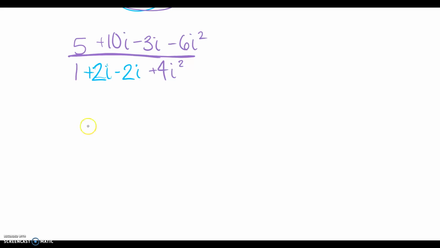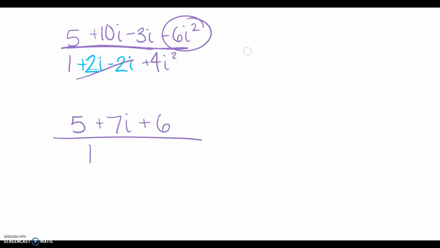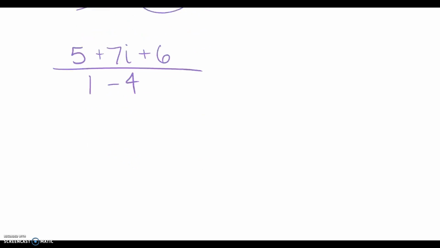So now we can combine like terms. So starting in the numerator, we have 5. 10i minus 3i is going to be 7i. And then this, because i squared is the same as negative 1, is going to become plus 6. In our denominator, you'll see that these cancel, which we did intentionally by multiplying by the complex conjugate. And then positive 4i squared is going to become minus 4. And then we just need to combine like terms one more time. 5 plus 6 is 11. And 1 minus 4 is negative 3.